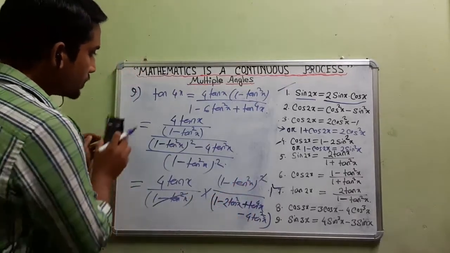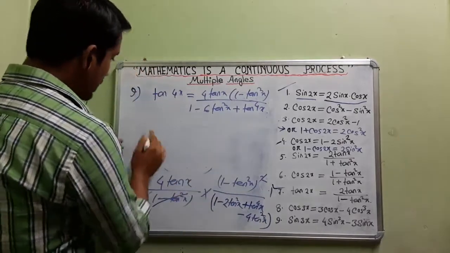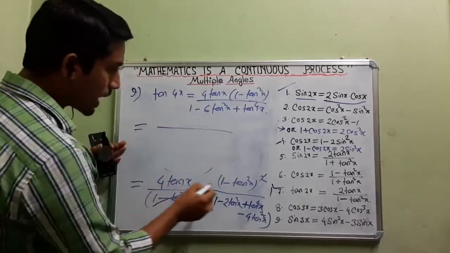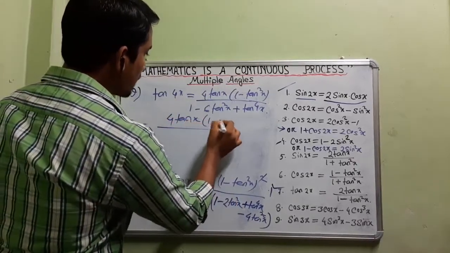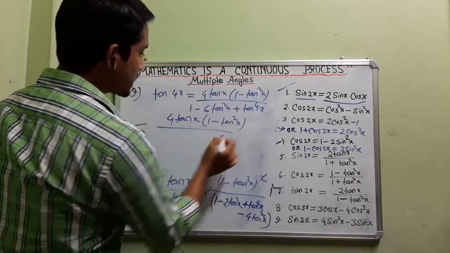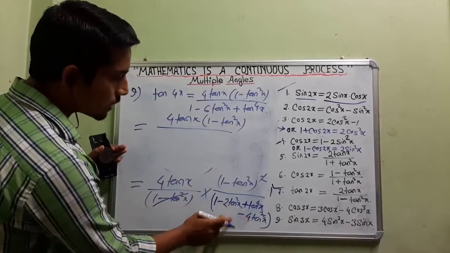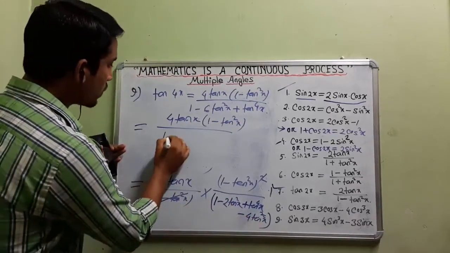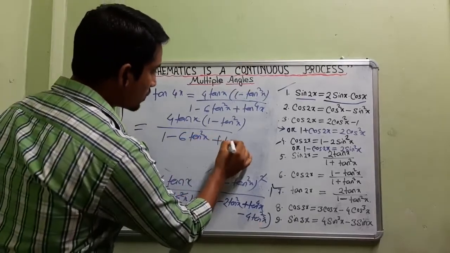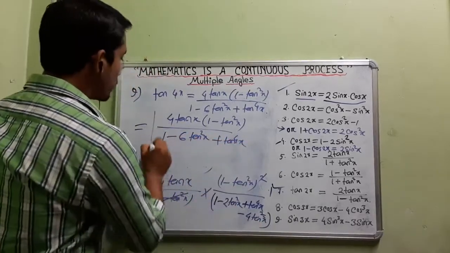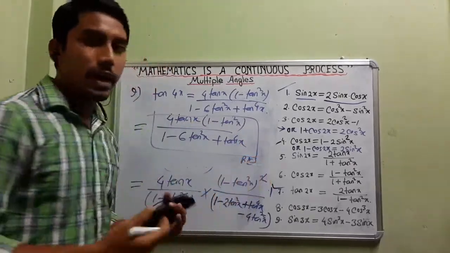Now let me write more. So what I am getting after the calculation here, in the numerator I am getting 4 tan x into this one, that means 4 tan x into (1 minus tan² x) divided by, in the denominator this thing got cancelled, so what is remaining here? 1 minus 2 tan² x minus 4 tan² x, so it will be 1 minus 6 tan² x plus tan to the power 4x. You can see that we got our proof. We got the right hand side. This is the right hand side and hence proved.